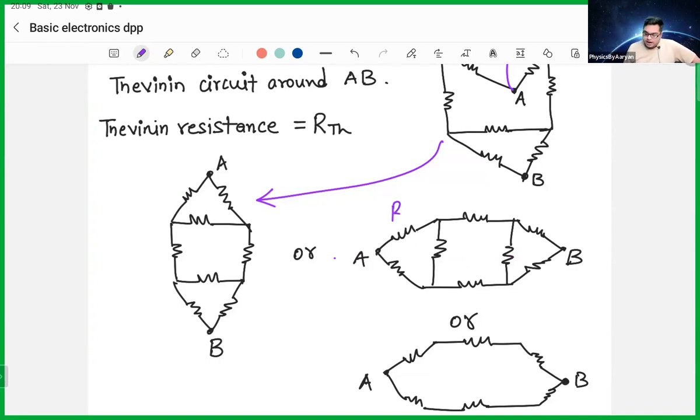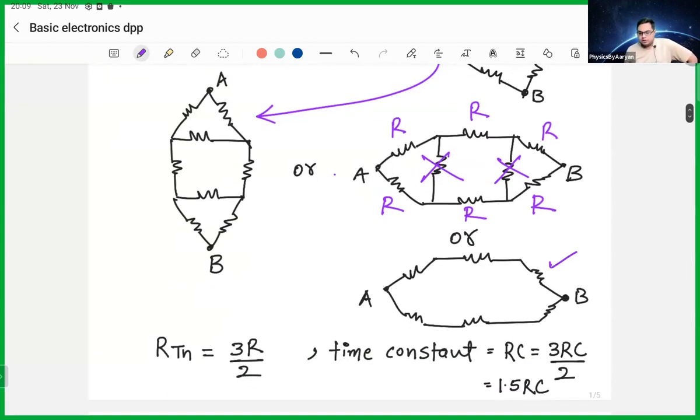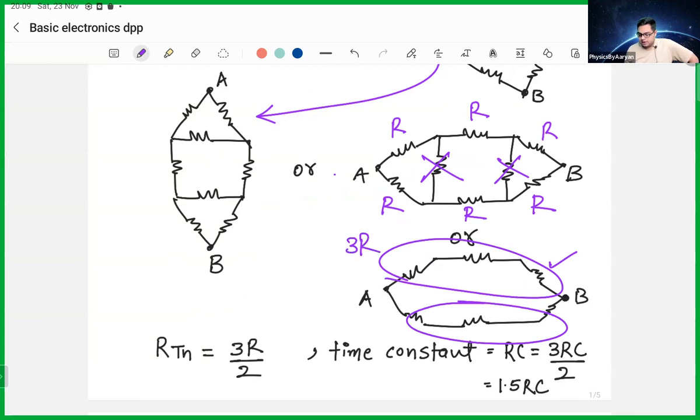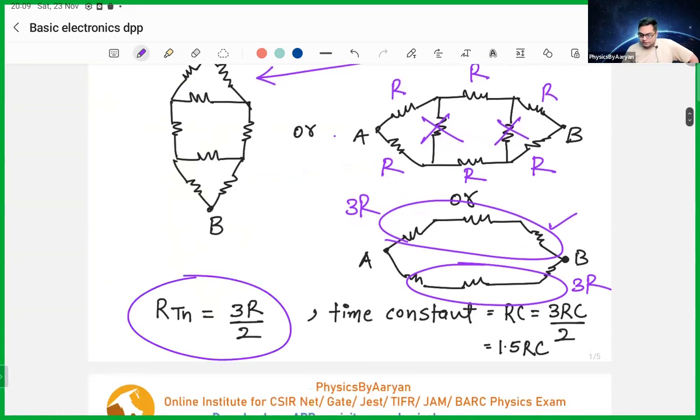What is that? The R by R ratio is the same as the R by R ratio, so this can be ignored. The R by R ratio is the same as the R by R ratio, so this can also be ignored. I ignore the middle two resistors and I get this. Now these three are in series, and these three are in series. So this is 3R, this is also 3R, and then they are in parallel with each other. So the final resistance that you get is 3R by 2.